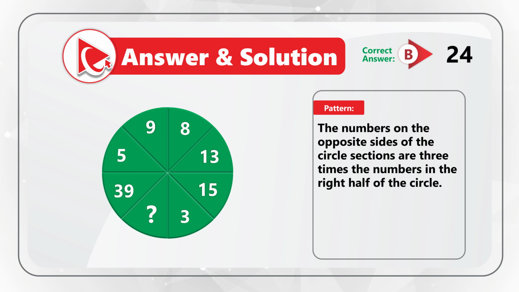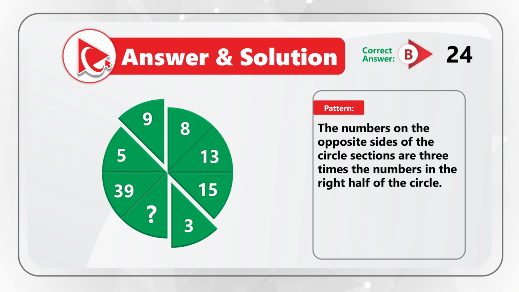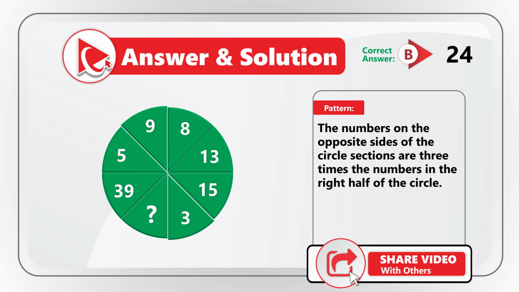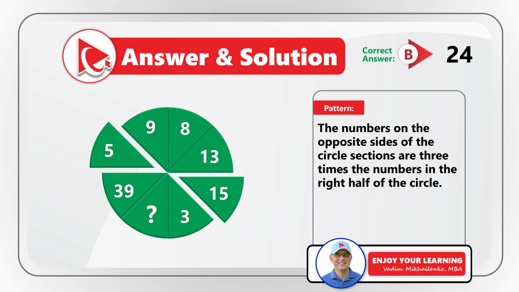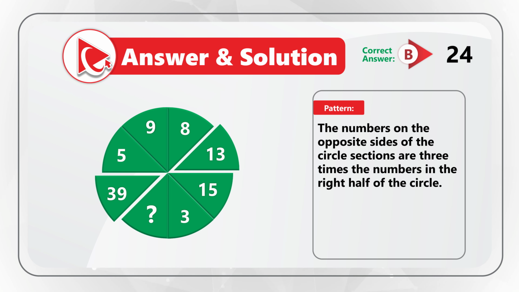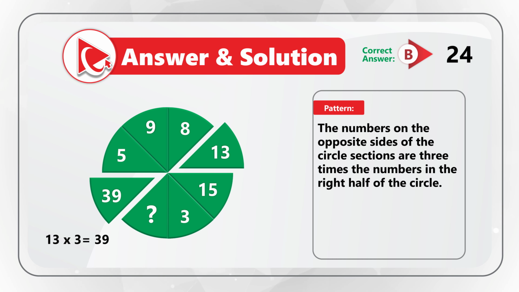Let's take a close look. For example, the numbers on the opposite sides of the 5 o'clock section and 10 o'clock sections are 3 and 9. And 9 is 3 times larger than 3. The next set of numbers is 5 and 15. And 5 multiplied by 3 equals 15. The next set is 13 and 39. And obviously, if you multiply 13 by 3, you will get 39.